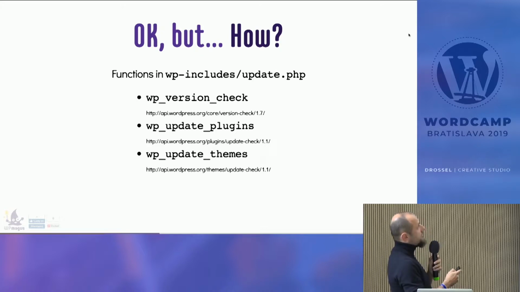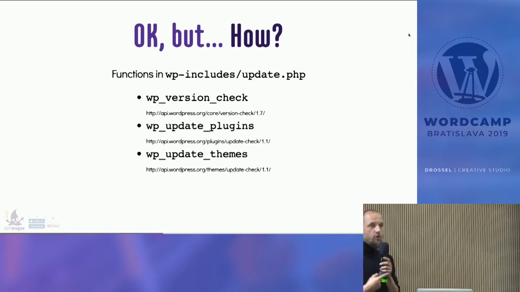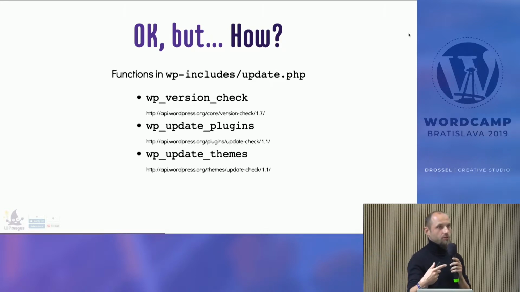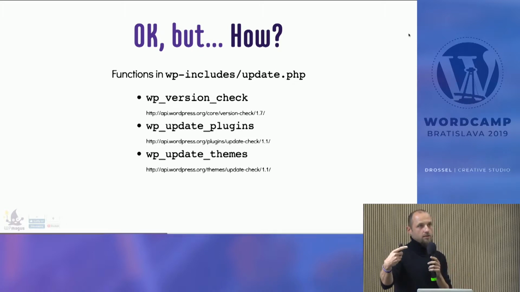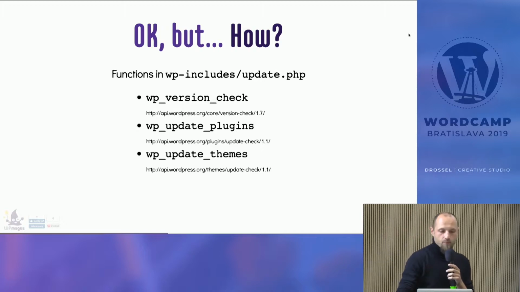And here are the URLs that are sent by those functions, right? So wp_version_check asks api.wordpress.org/core/version-check/1.7, right? So if you want to know the newest version of WordPress, you can always go there, and there's the information about the newest version. If you want to know the newest version for plugins, you can ask this endpoint. Of course, you have to send some data to it, right? Okay.